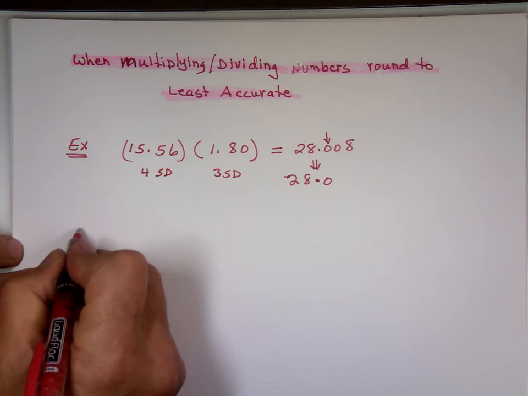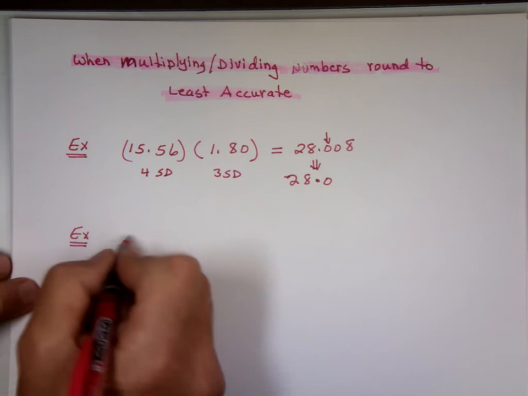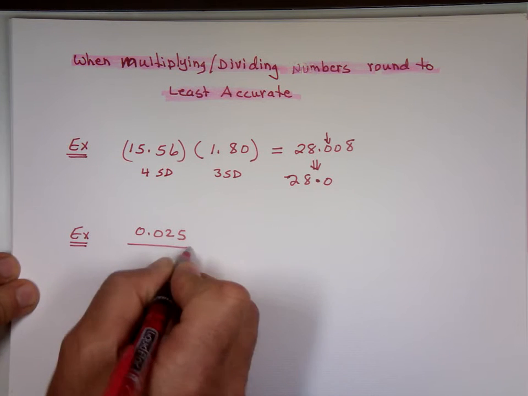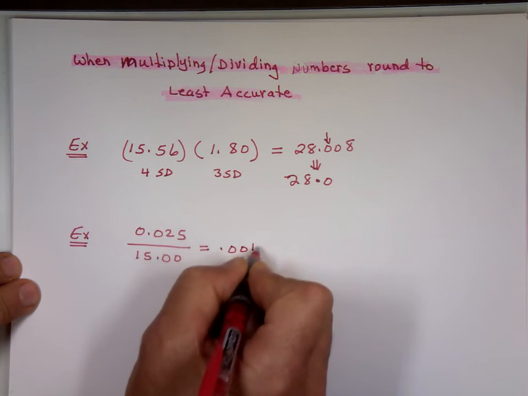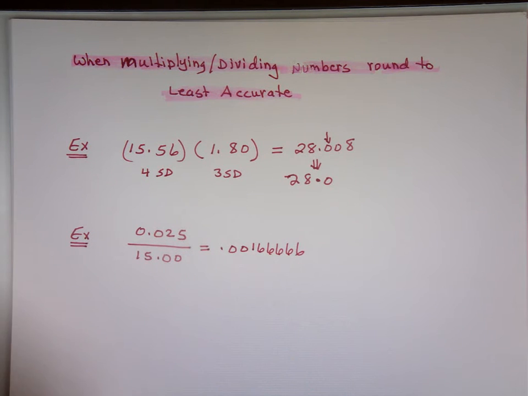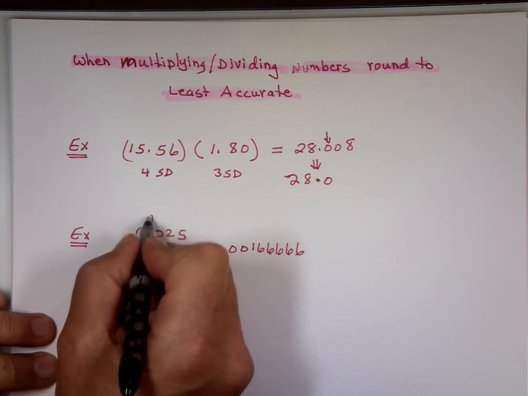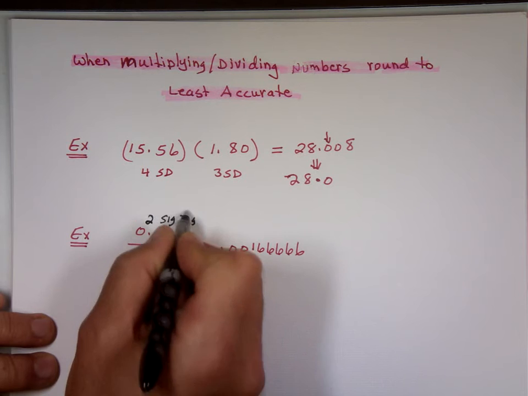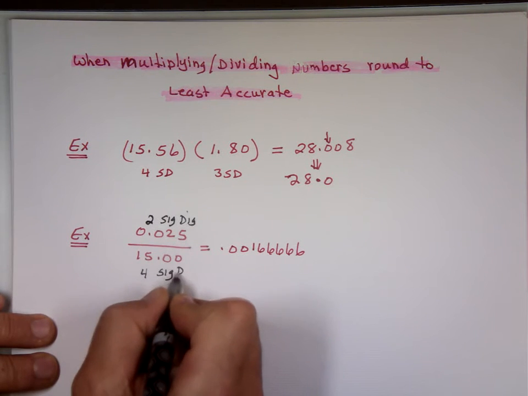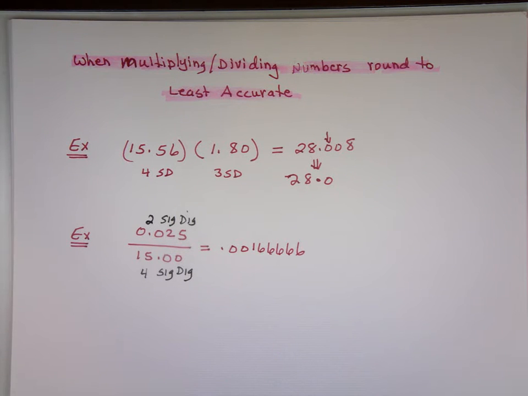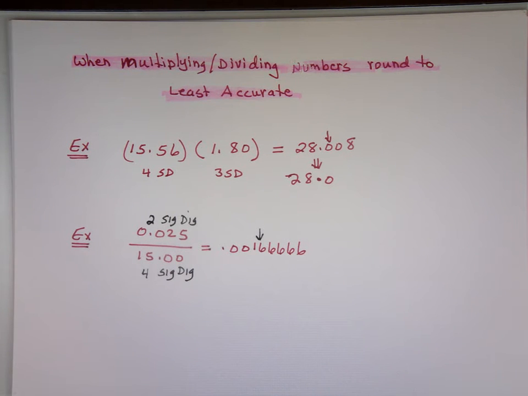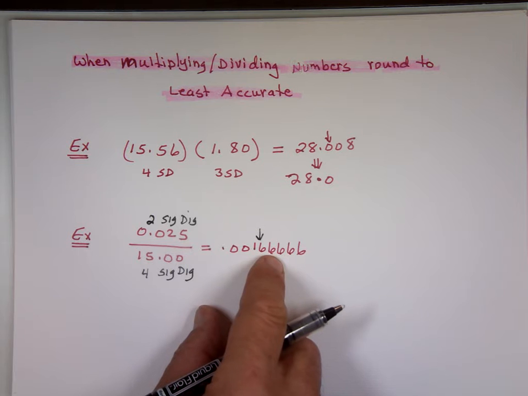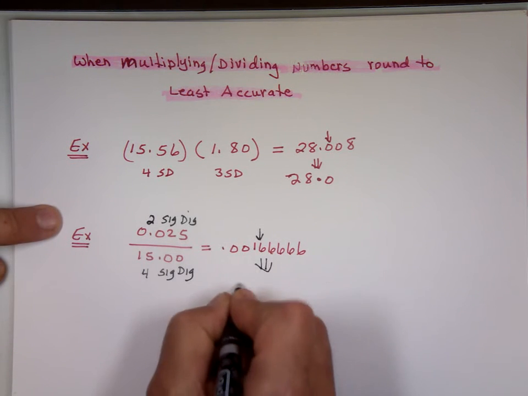Another example. 0.025 divided by 15.00. You do the math, and it's 0.001666 repeating. Now, this number here has 2 significant digits. This number has 4 significant digits. So I want my answer to have 2 significant digits, the fewer of the two. The leading zeros don't count. So that's my second significant digit. Is the next number 5 or more? Yes, we add 1 to that. So that answer will be 0.0017.